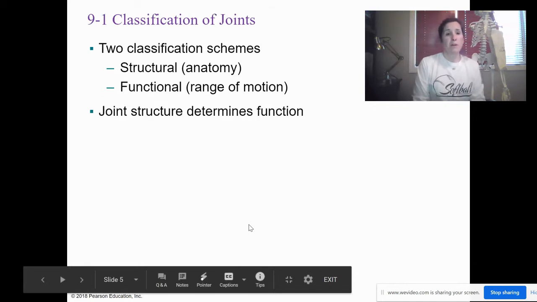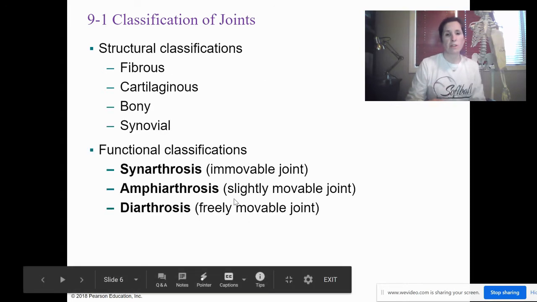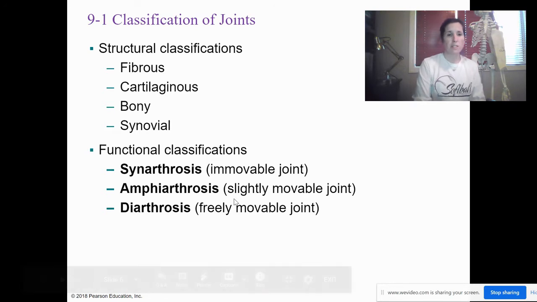First, we want to talk about the structural, the anatomy, and the functional part of a joint. Okay, so I was talking about the structure of the joint, its anatomy, and then we want to look at the range of motion. The joint structure determines the function. There are fibrous joints, cartilaginous joints, bony joints, and synovial joints. And we're going to spend most of our time on synovial joints.